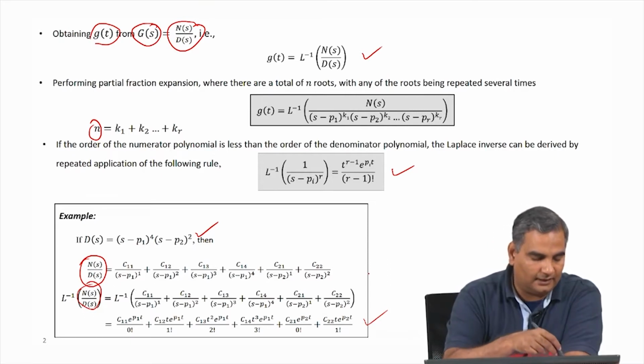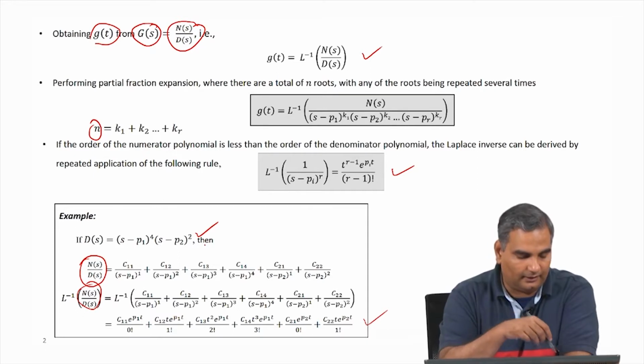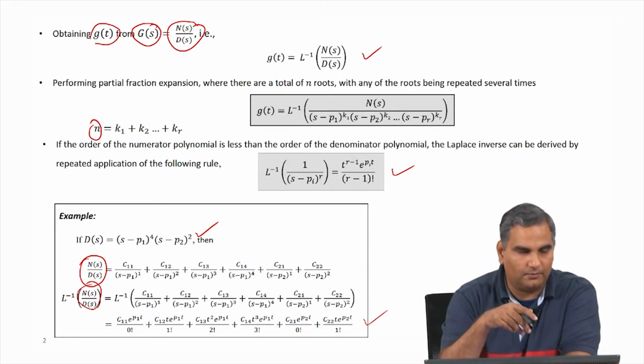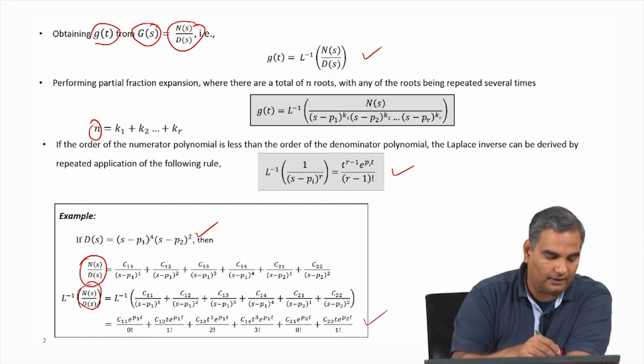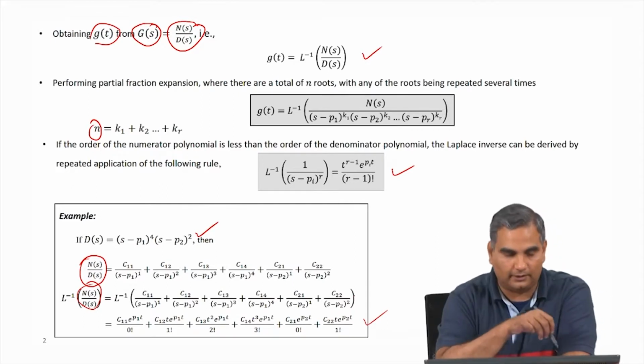So, in this case it is a 6th order polynomial, and there will be 6 terms. The 6th order polynomial could be in different ways. Here I have p1 repeated 4 times, p2 repeated 2 times. So, there are 4 p1 related terms and 2 p2 related terms.